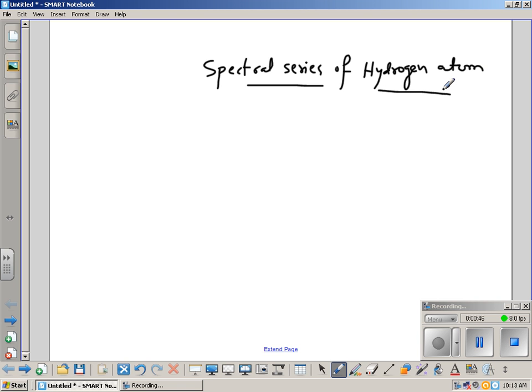We know the equation for the wavelength of the spectral series obtained in the hydrogen atom by Bohr's theory. We derived the equation for energy, then from E is equal to h nu we substituted, and from that the equation for frequency. Substituting nu is equal to c by lambda, we get nu bar, the wave number, or you can get the wavelength by the equation: Rydberg constant into 1 by n1 square minus 1 by n2 square.